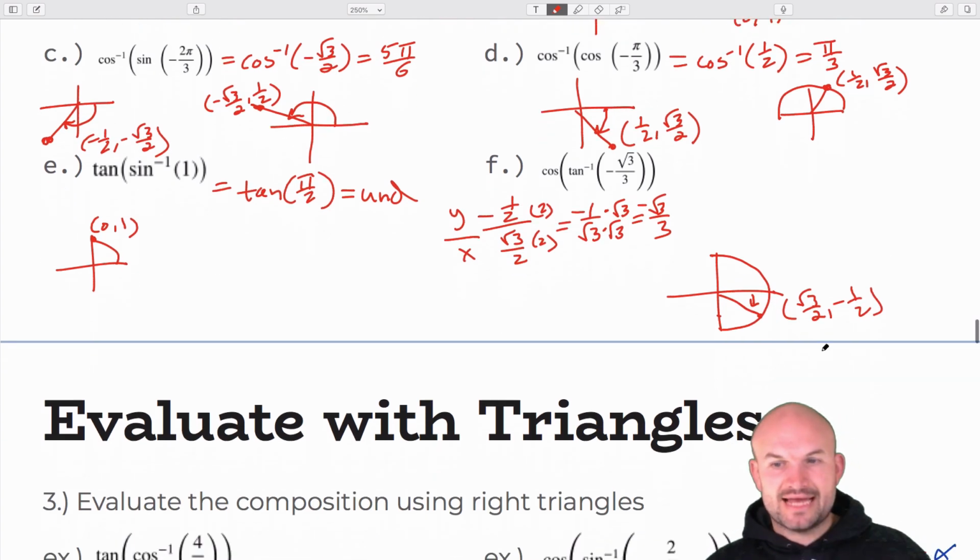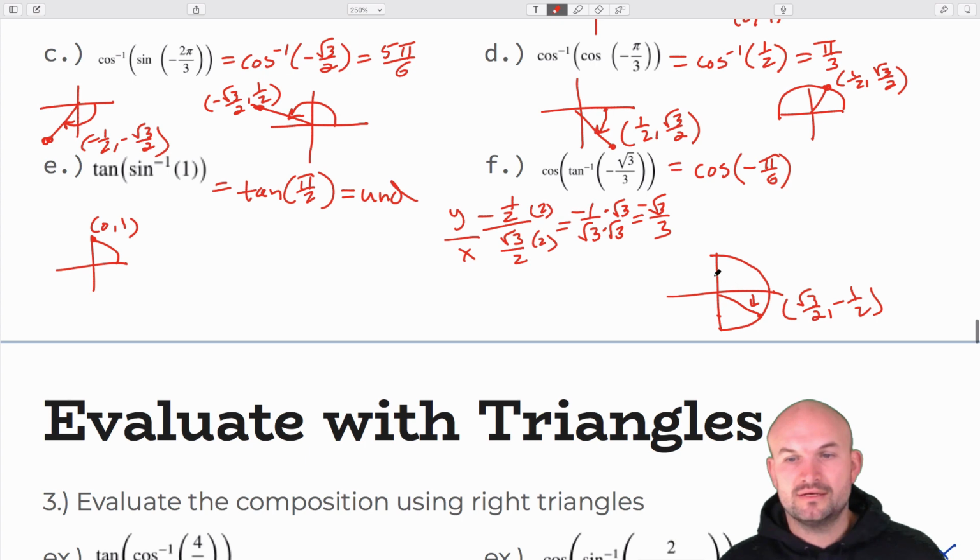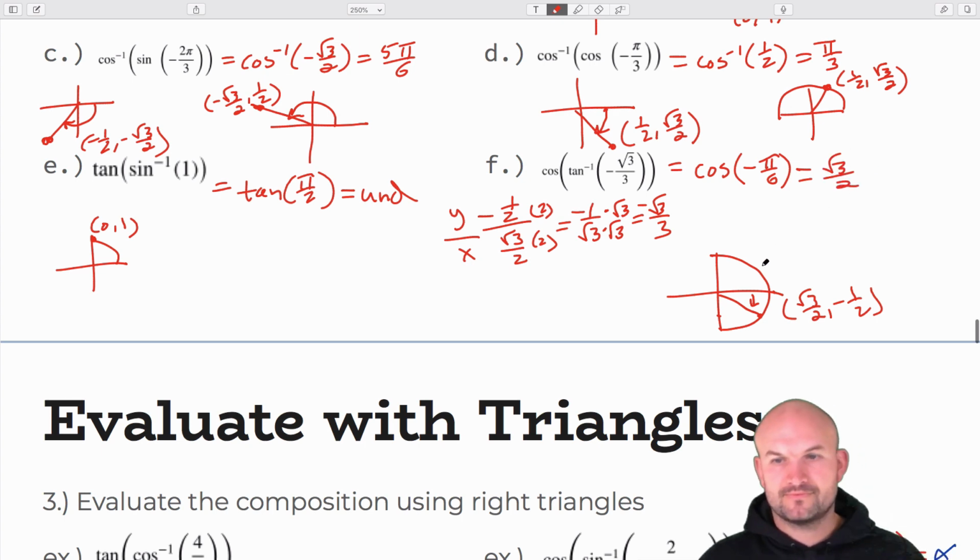So what angle gives us this negative version, right? Because you can't do the regular version. You have to stay within that fourth quadrant. So that angle is going to be negative pi over 6. So now you're just going to do the cosine of negative pi over 6. Well, if you look at that, you can see that the cosine is just going to be the x coordinate, which is going to be square root of 3 over 2. Okay, so there you go, ladies and gentlemen.